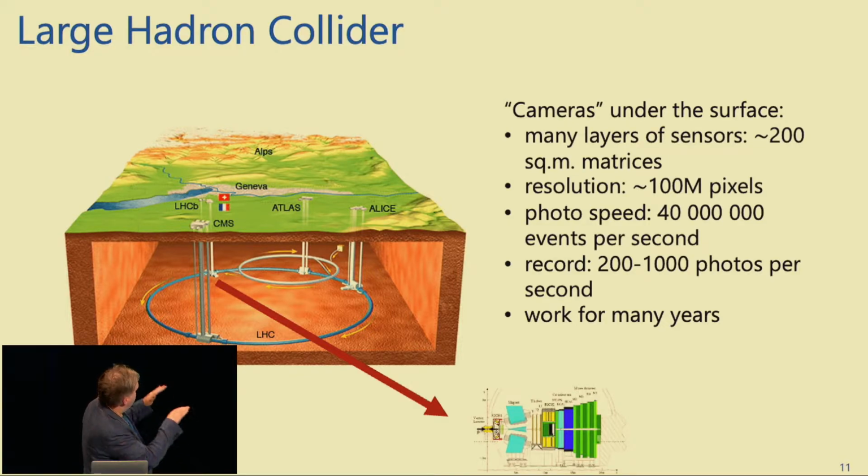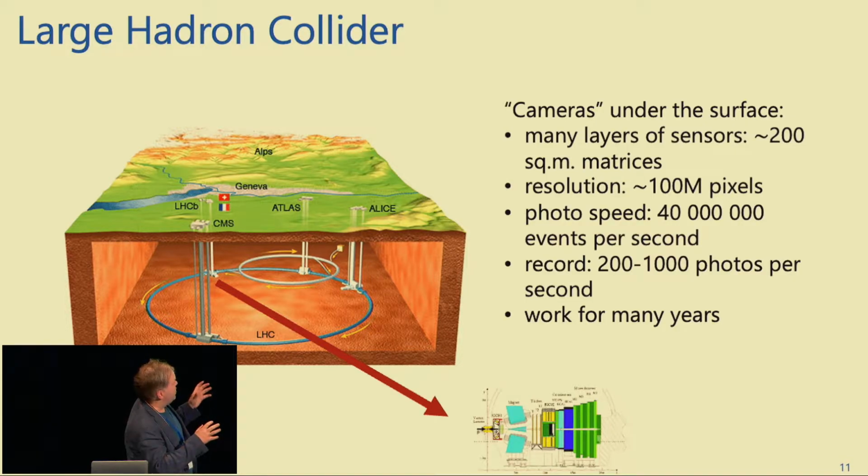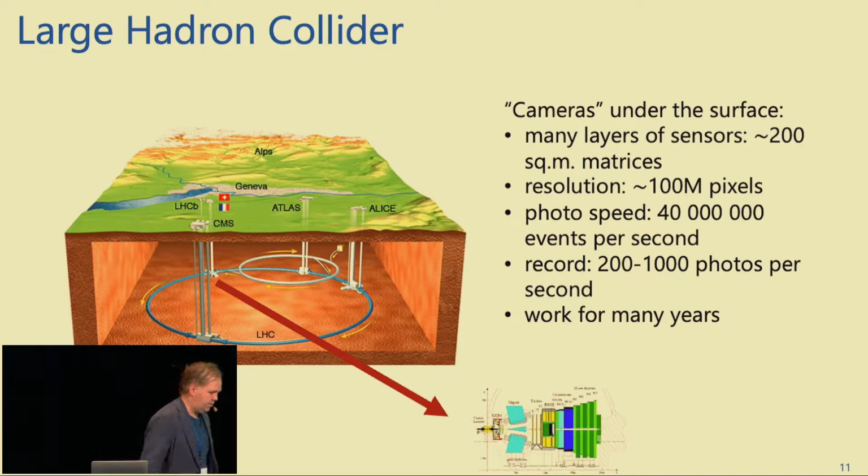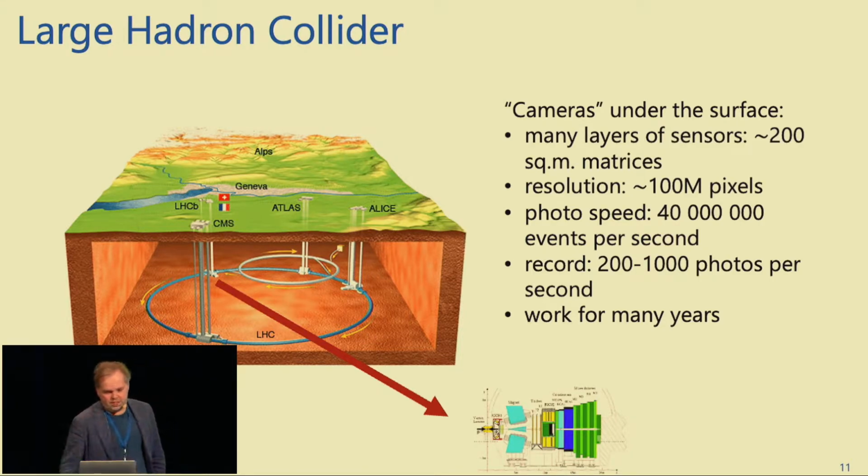It is 100 meters underground, and the experimental setup is a kind of camera that has many layers of sensors, like 200 square meters of matrices. The resolution of these cameras is around 100 megapixels. The photo speed is a bit less than that: it's 40 million events per second that we need to take a photo of. However, we are able to record only 200 or up to 1,000 photos per second. So we need a very aggressive selection of the photos we record. And we work for many years, so we have a lot of data.